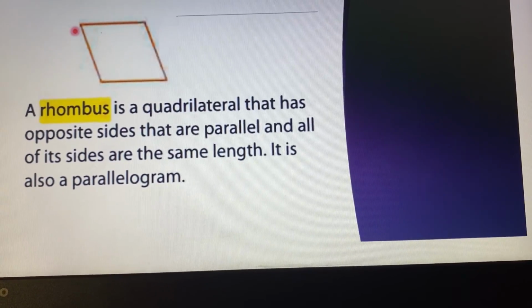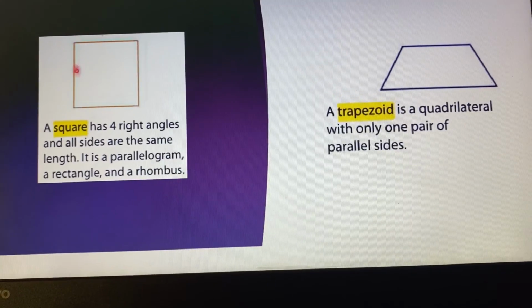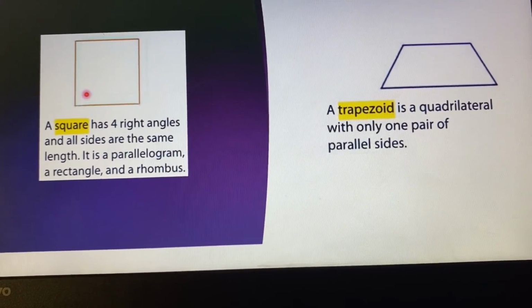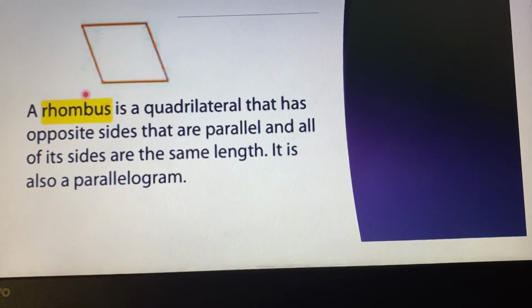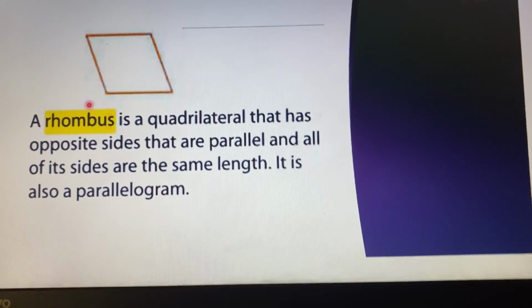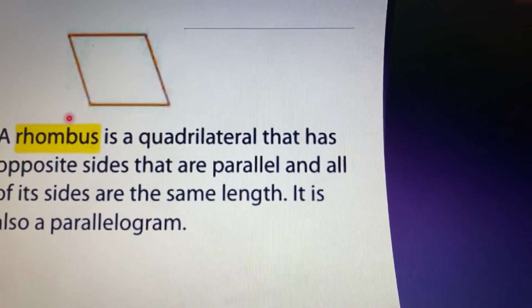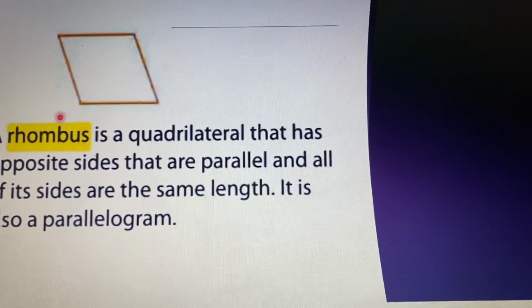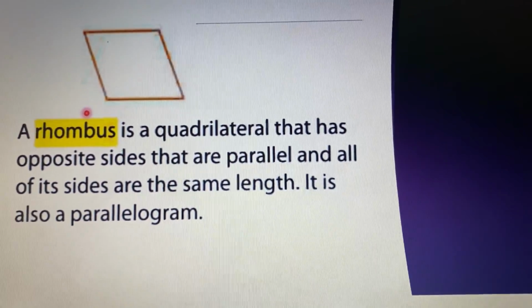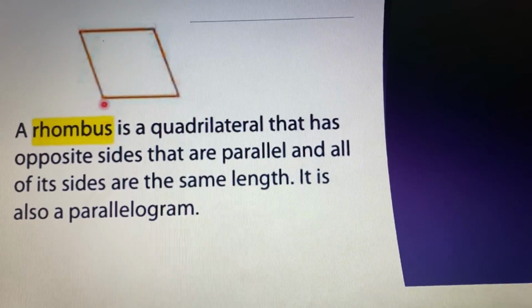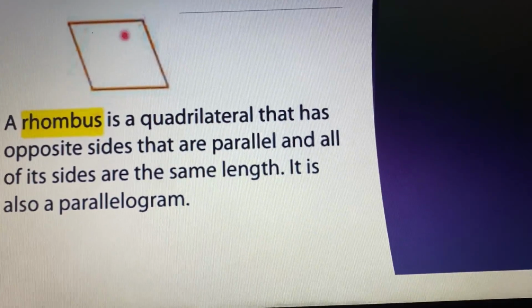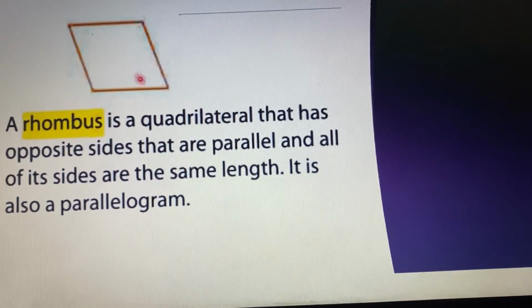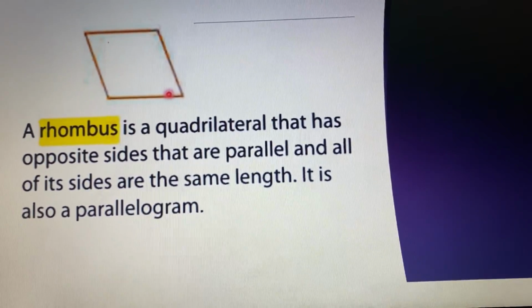So that's why they said that the square is a rhombus. A square is a rhombus, but a rhombus can't always be a square. Why? Look at the angles and think about it. Correct. To be a square, the angles must be right angles, right? And the rhombus has 2 obtuse angles and 2 acute, so it can't be a square.